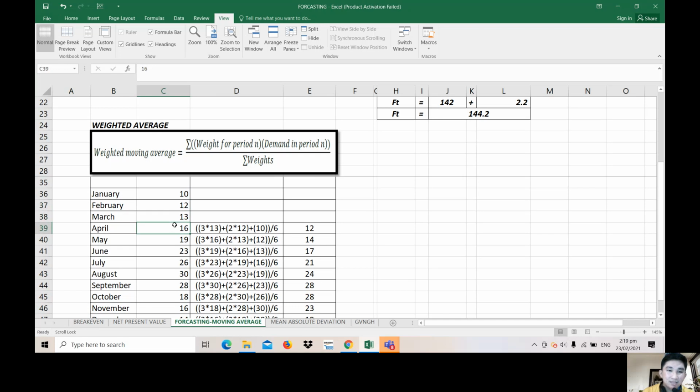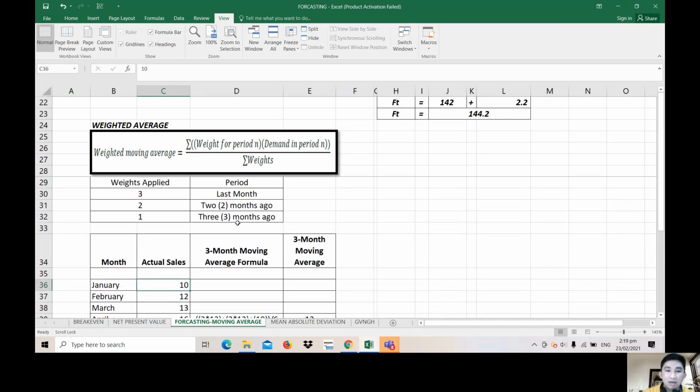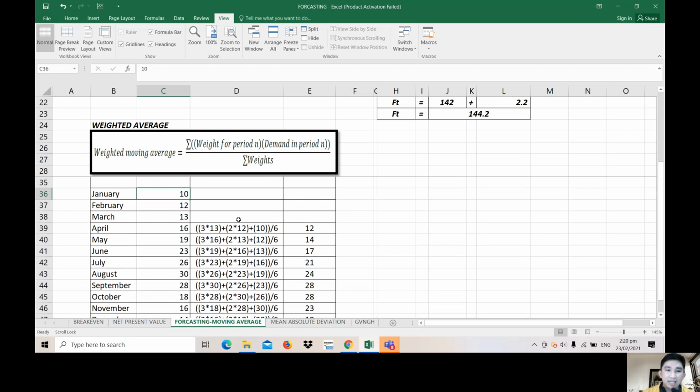Pero lalagyan natin ng weights. Okay, di ba? Sabi natin kanina, yung pinaka last months or current month before the month of forecast will be heavily weighted. So nalagyan natin ng 3. 3, 2, and 1. Okay? Kasi ito yung pinaka last month, pinaka recent na month before the month of forecast. So yung pinaka recent month is mas heavily weighted. So 13 times 3, 12 times 2, 10 times 1, 10 pa din yan kaya hindi ko na lang nilagay yung 1 dyan. Okay, don't be confused class ha.